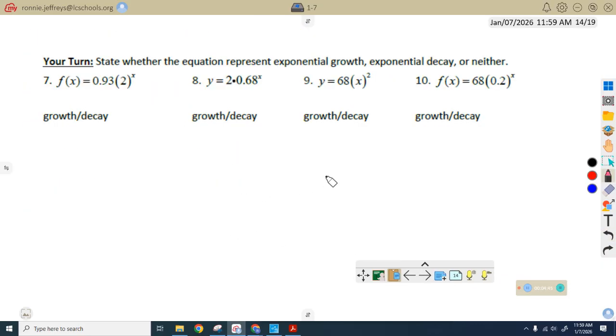We're going to pause briefly as they do this your turn, and then we're going to go over it. So just hang on. We're coming right back. All right, so we had a little hiatus as we did this.